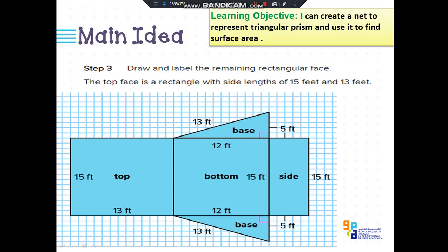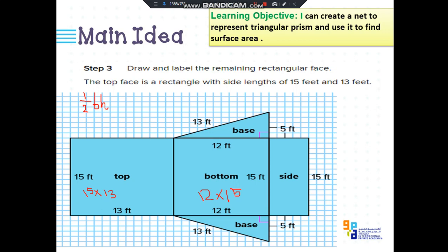What you will see is so easy now. You can work on it. You can find the area for this one. You are going to multiply 15 by 13 because this one is a rectangle, and we already know the area of a rectangle. We multiply the length by width. Here is the bottom. It will also be 12 multiplied by 15, and here the triangle. We already know the area of a triangle. It will be 1 out of 2 pH, or pH divided by 2.